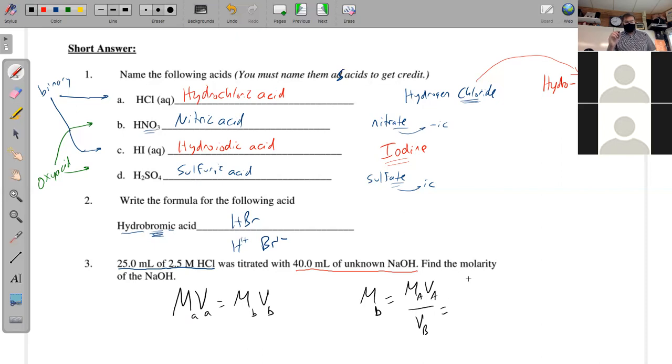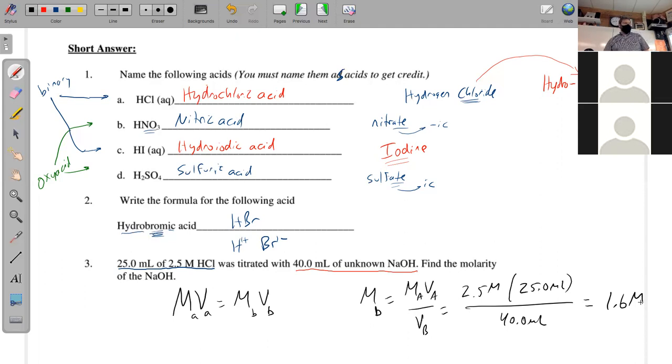So if you take the molarity of the acid, 2.5 molar, times the volume of the acid, 25 milliliters, and divide that by the volume of the base, 40 milliliters. And in this problem, we have 2 significant figures in the 2.5 molar, so it's appropriate to have 2 significant figures in that concentration. It comes out to be 1.6 molar.